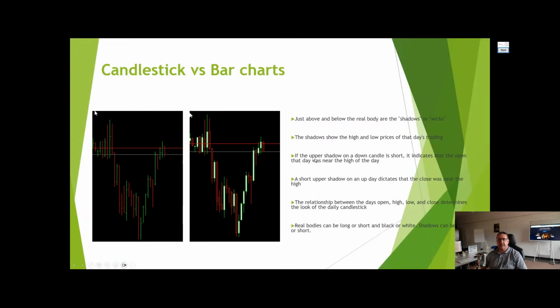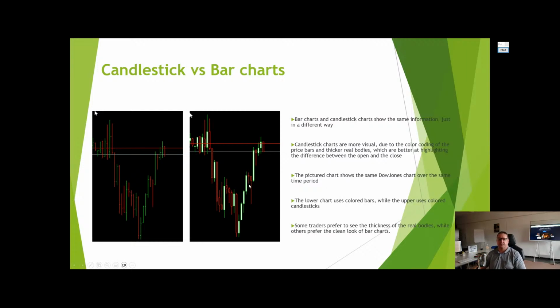And you see that's the big difference. The relationship between the day's open, high, low, close determines the look of the candlesticks. So real bodies can be long or short, black or white, and the shadows can be long or short. Bar charts and candlestick charts show the same information, just in a different way. Candlesticks are more visual due to the color coding of the price bars and thicker real bodies, which are better at highlighting the difference between the open and the close. But basically it's the same.